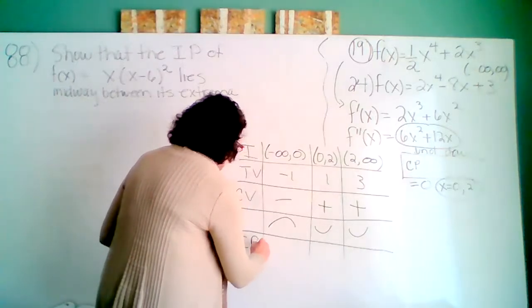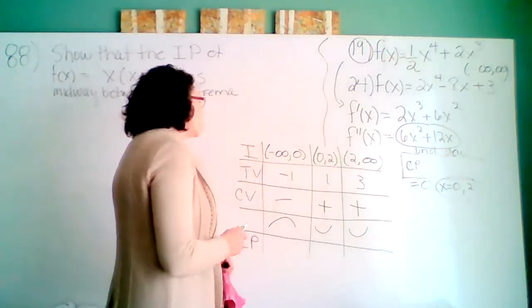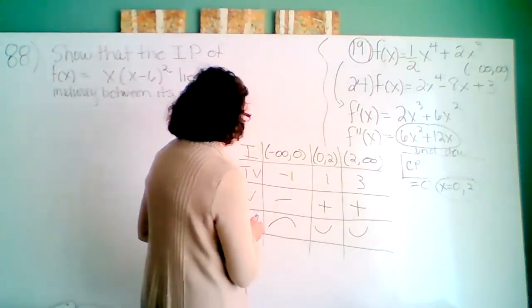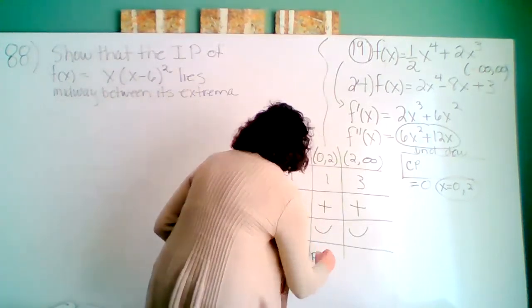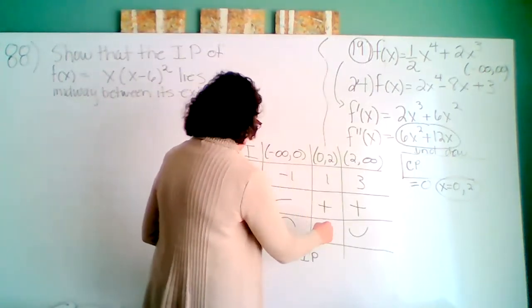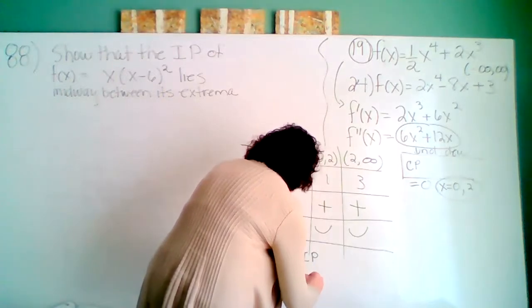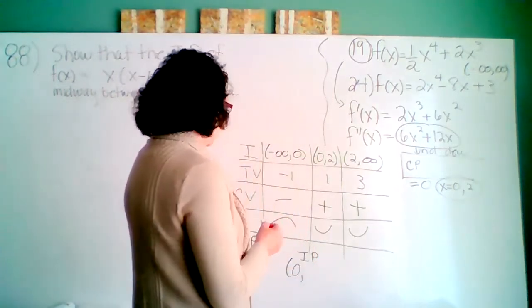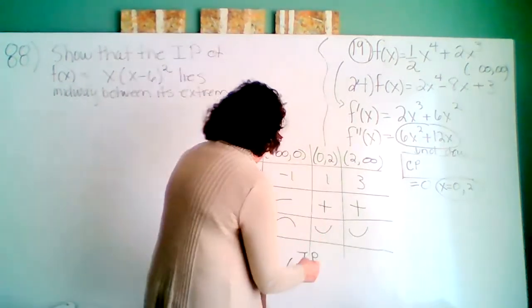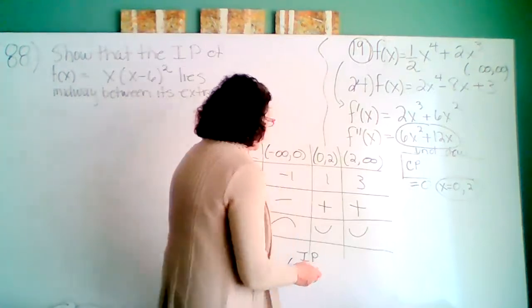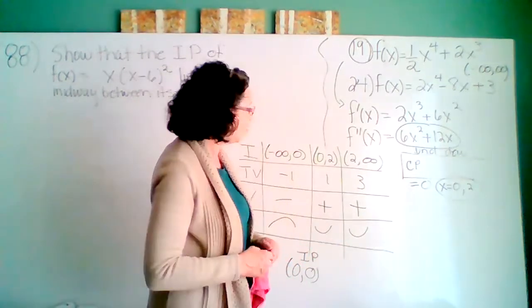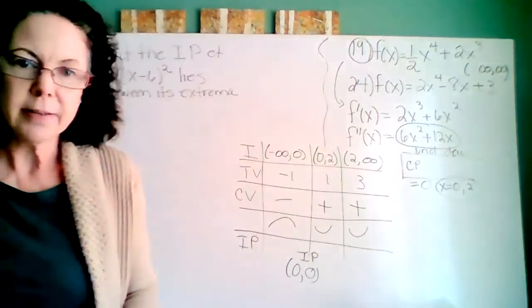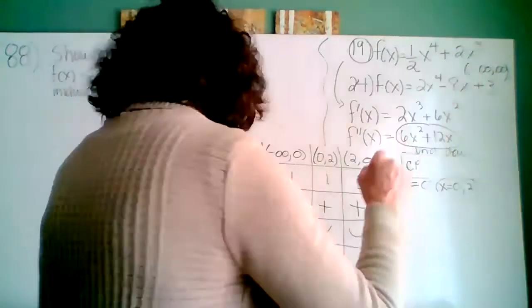Where are my inflection points? That's where the concavity changes. So that would be at 0, because it goes from concave down to concave up. That would happen at 0. And when I put that 0 in, I get a 0 out. So that would happen at 0, 0. No inflection point at 2, because the concavity does not change sign.